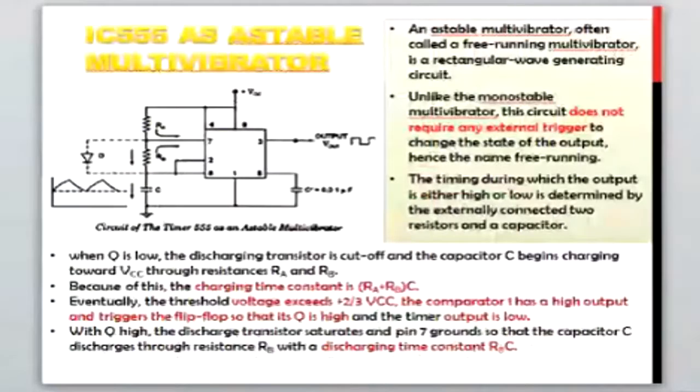Now we'll see another application of this IC555, which is the astable multivibrator. So astable multivibrator, as I discussed earlier, doesn't have a stable state. It changes its state from low to high or from high to low.